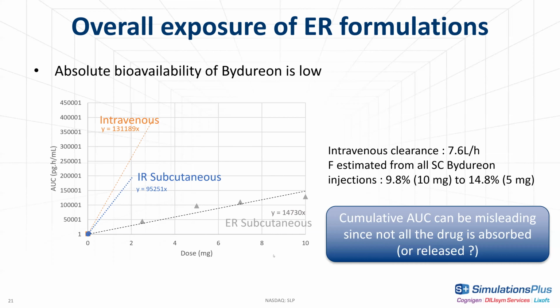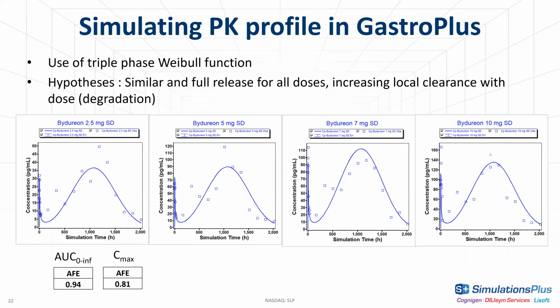And here we use a top-down approach. So we use the measured PK profile for the 4 doses of Bydureon given as a single dose. And we fitted it with a triple phase Weibull function just to match the in vivo profile. So this will extract the in vivo release from the measured PK. The hypothesis we made is that we had similar release, so we're not changing the release according to the dose, but we are changing the local clearance.